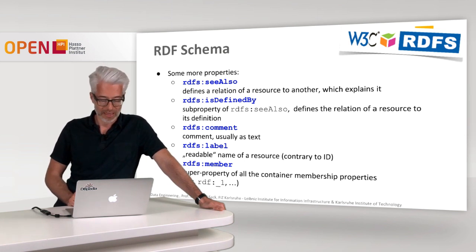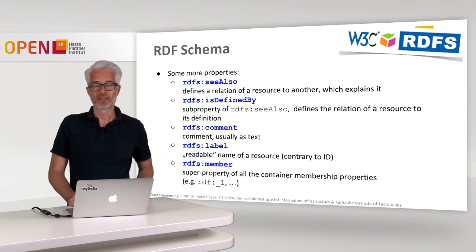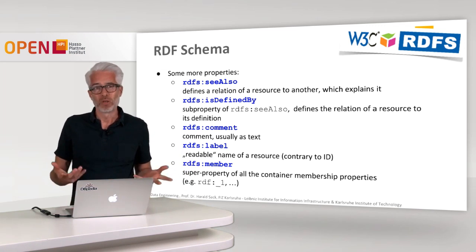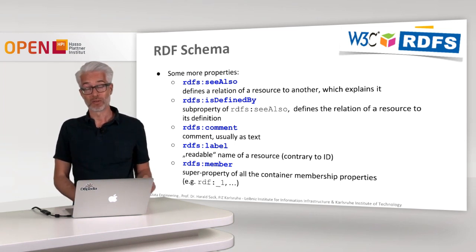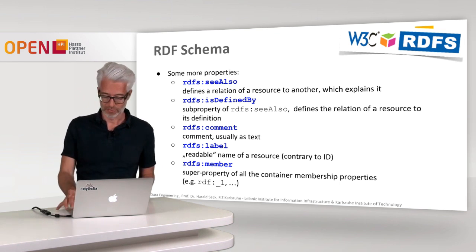So, for example, this RDF underscore 1, RDF underscore 2, RDF underscore 3, and so on. This is an RDFS member. So this is a subproperty of exactly this property. This is given simply for the sake of completeness, and also because you need these things to define a formal semantics for that.